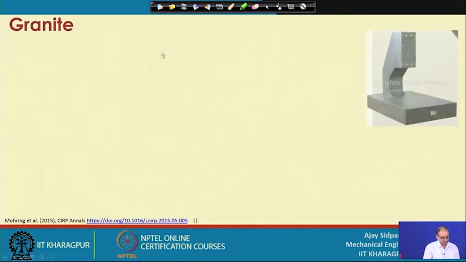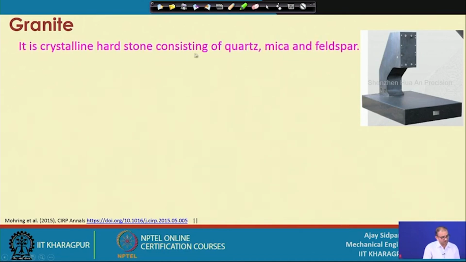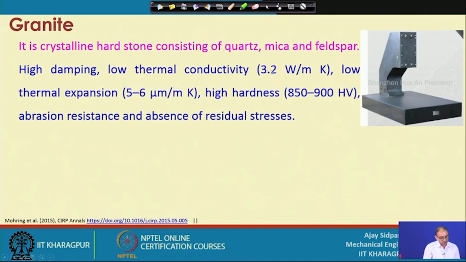So, this is the granite. Granite base is very useful compared to the cast iron, because it is a crystalline hard stone consisting of quartz, mica and the feldspar. So, a combination of these is called a granite structure. What are the important properties? It has high damping, that means whatever vibrations are there, it will absorb itself, it will not propagate or transfer to the other material.